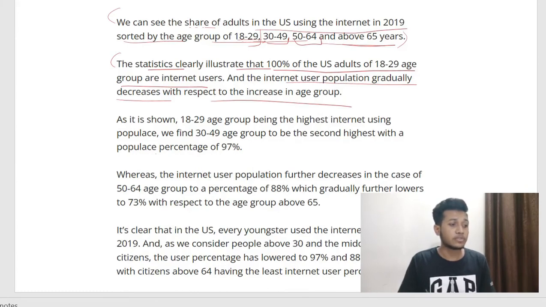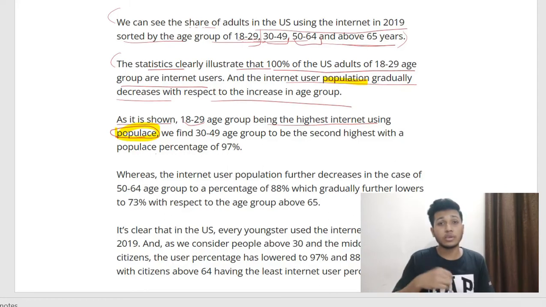Then in the third paragraph we mention, as it is shown, the 18 to 29 age group being the highest internet-using populace. See the word I have used, populace. Here I already used the word population once, so why use population again? So I used another word, populace. This is also a very unique word that you can use to increase your band score.